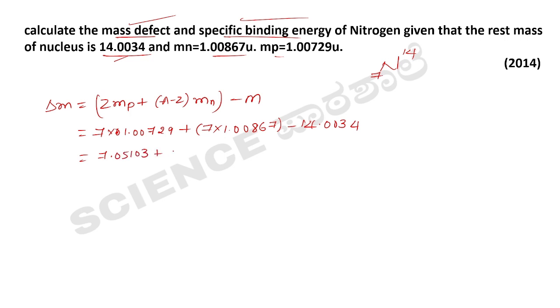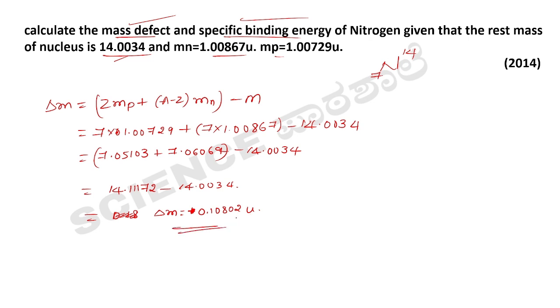7.05103 plus 7.06069 minus 14.0034. Now if you do this, you will get 14.11172 minus 14.0034. So delta M is equal to 0.10802 u.